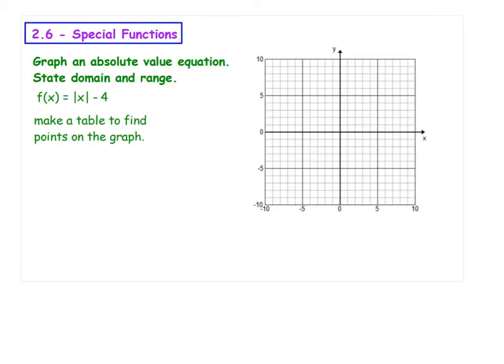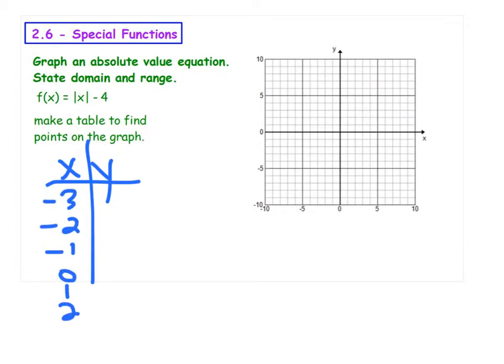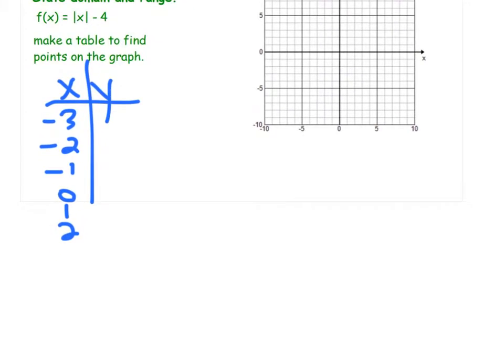Okay, let's graph another absolute value one, the absolute value of x minus 4. So be careful on this one because you're taking the absolute value before you subtract 4. So again, we're going to do negative 3 to 3 to try to get a good picture of the graph. We might have to add stuff if we don't see the V.